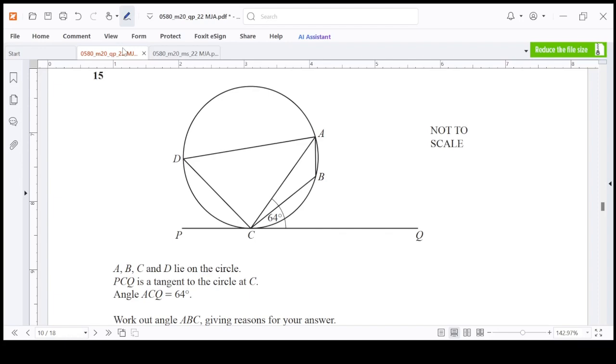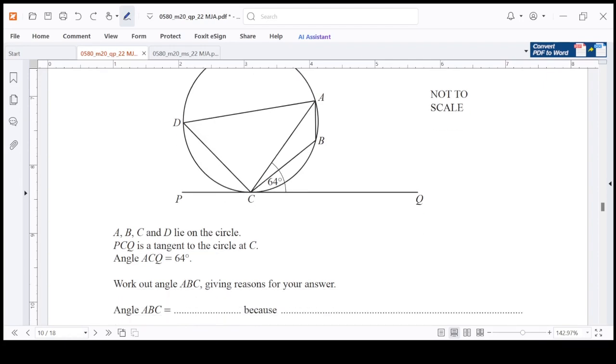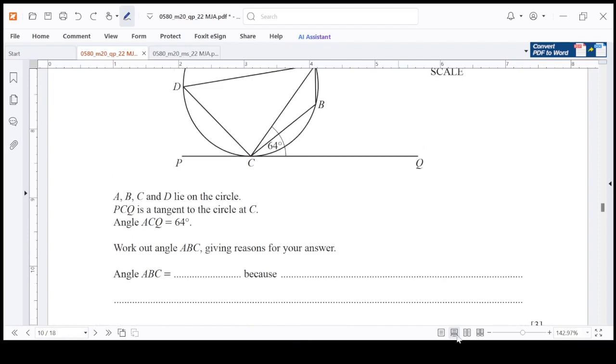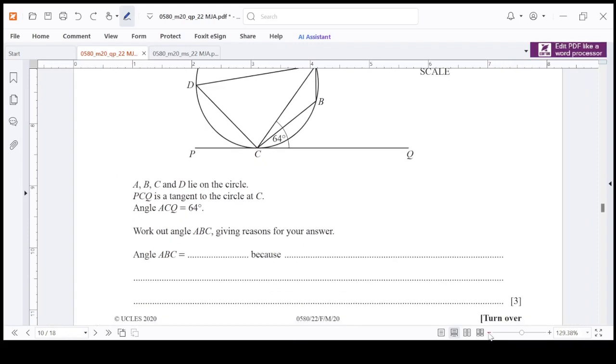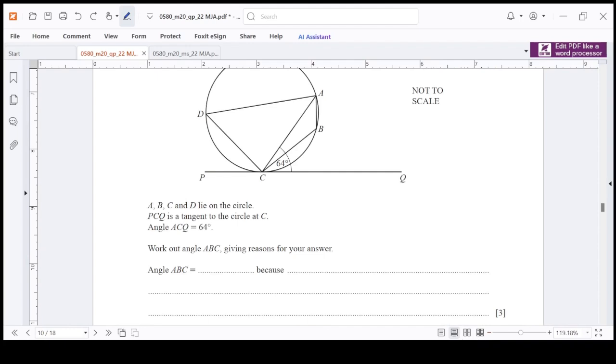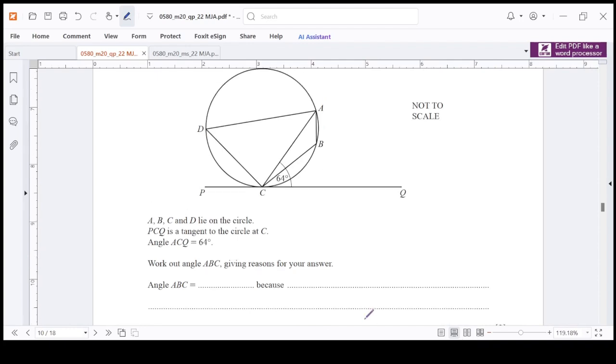Next is this question. A, B, C, D lie on a circle. PCQ is tangent to the circle at C. Okay, this is tangent to the circle. Angle ACQ is 64. Work out the angle ABC. Give reasons for your answer. Okay, let me slightly zoom this out. So we have to find angle ABC.